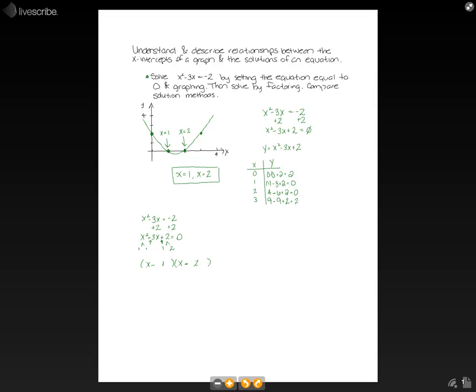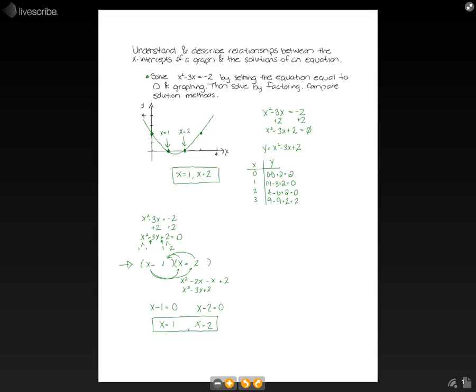And we can check that using FOIL. First gives us x squared. Outer gives us minus 2x. Inner gives us minus x. Last gives us plus 2, which is x squared minus 3x plus 2, which is the original equation. So we know that x squared minus 3x equals negative 2 can factor into x minus 1 times x minus 2. And we know that we can solve these by setting them equal to 0. So x minus 1 equals 0 and x minus 2 equals 0. Solving each for x gives us x equals 1 and x equals 2, which is the same thing that we got above.